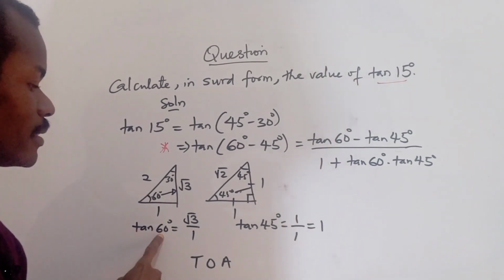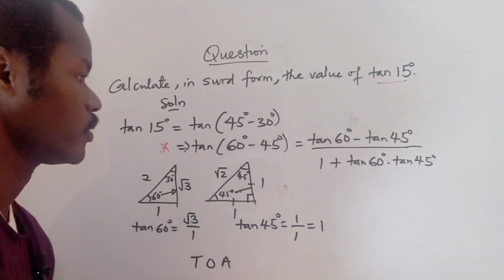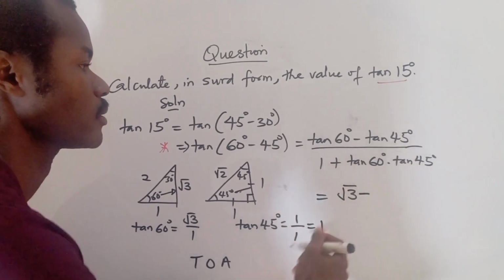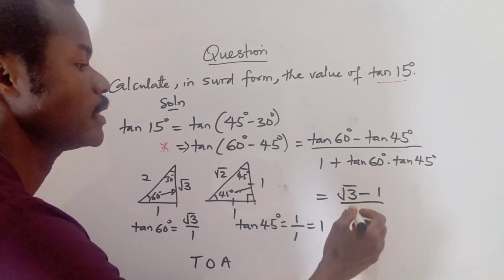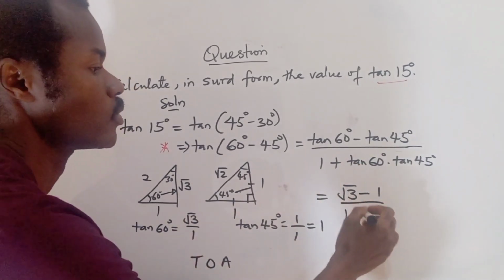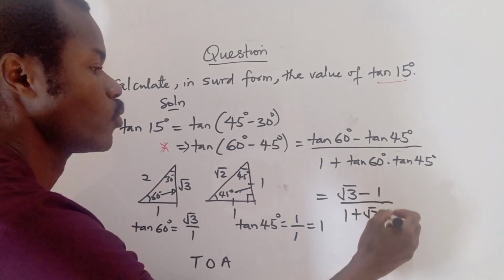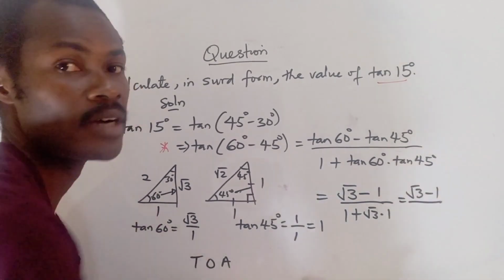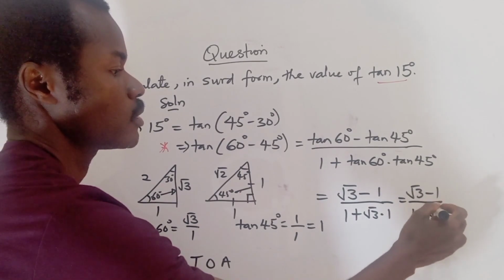Now that we know our tan 60 degrees is square root of 3 over 1, which is square root of 3, we are going to substitute them here. So we have square root of 3 minus tan 45 degrees, which is 1, divided by 1 plus tan 60 degrees, which is square root of 3, multiplied by tan 45, which is 1. This is going to give us square root of 3 minus 1 divided by 1 plus square root of 3 times 1, which is square root of 3.